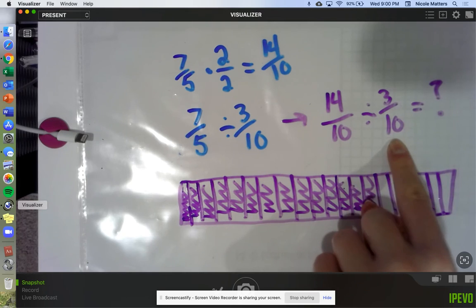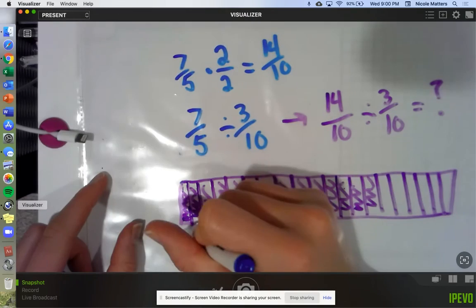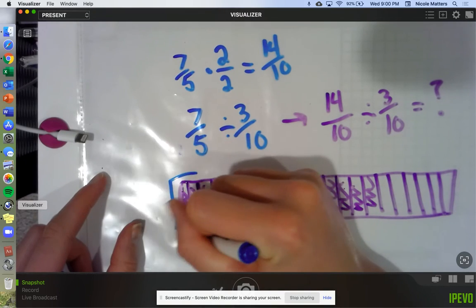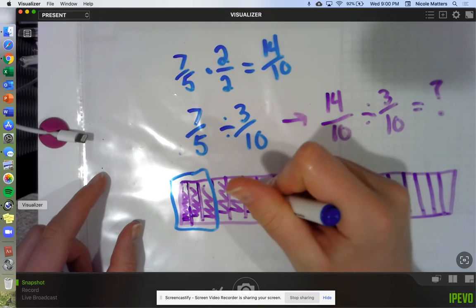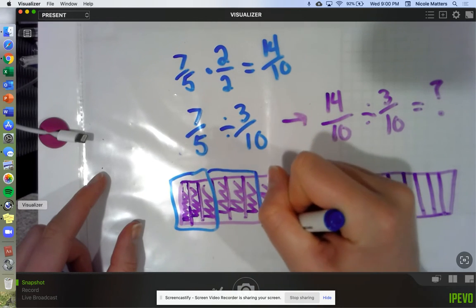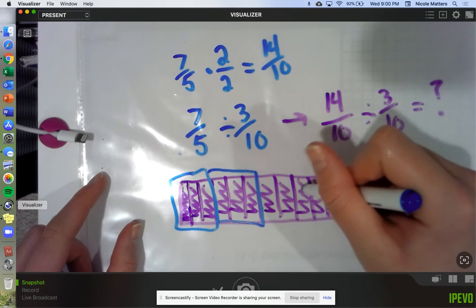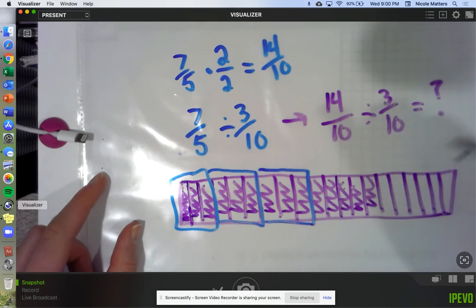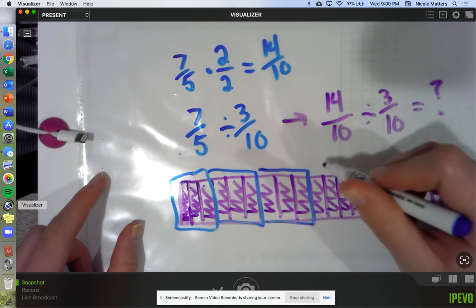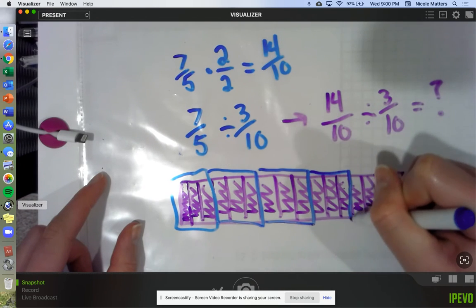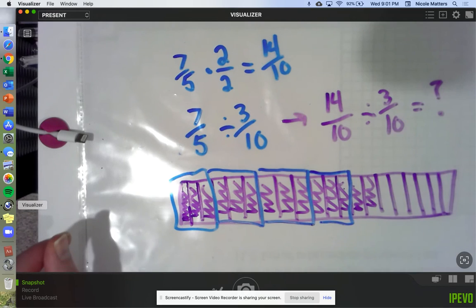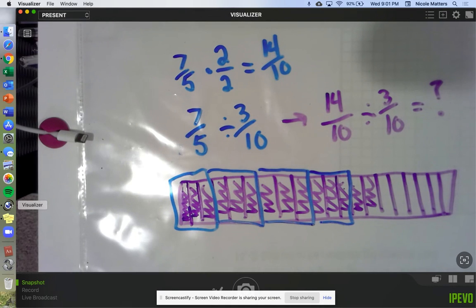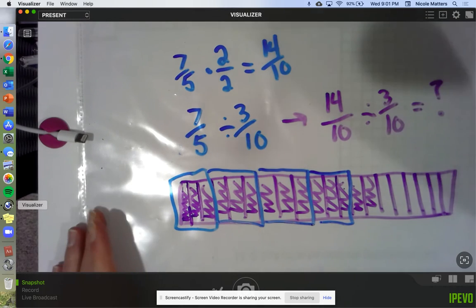Let's count. 1, 2, 3. There's 1. 1, 2, 3. There's 2. 1, 2, 3. There's 3. 1, 2, 3. There's 4. 1, 2. Okay, so I know that I have a remainder for this problem. I'm going to scoot this up a little bit.